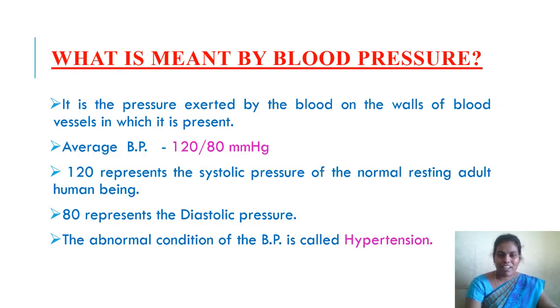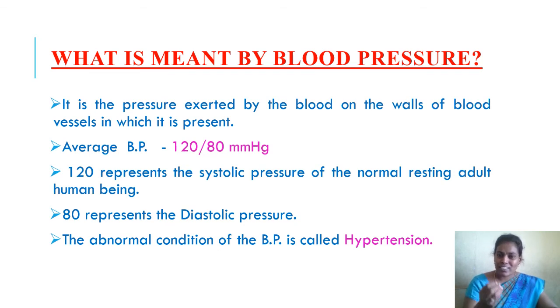I hope you have understood how blood flows inside the heart, to the lungs and to all other parts of the body. Now let us discuss what is meant by blood pressure. Blood pressure is the pressure exerted by the blood on the walls of the blood vessels in which it is present. Whenever the blood is pushed into the blood vessels, that pushing creates some pressure on the walls of the blood vessels. This is called blood pressure.